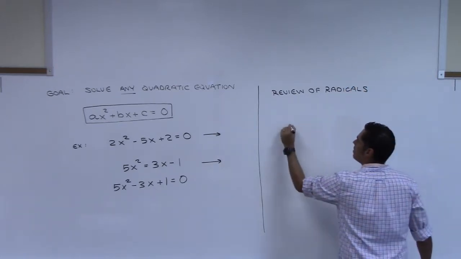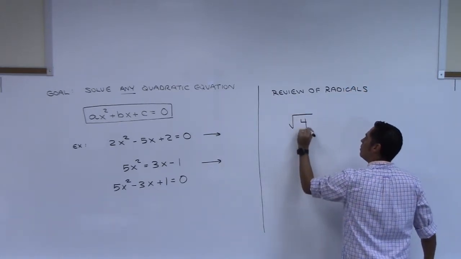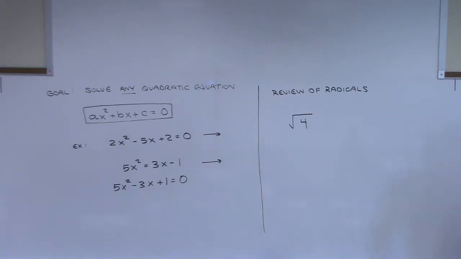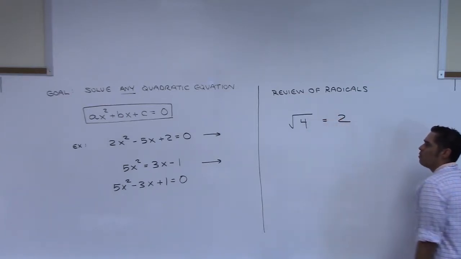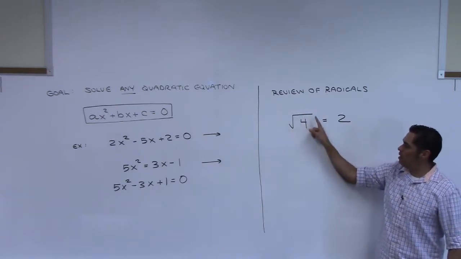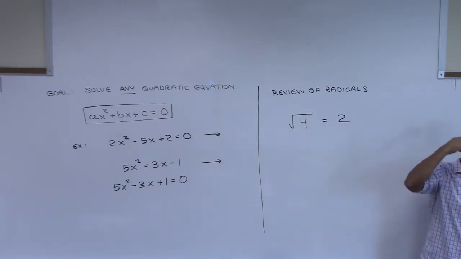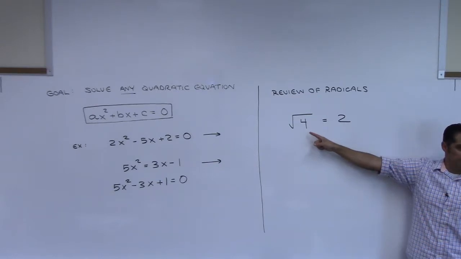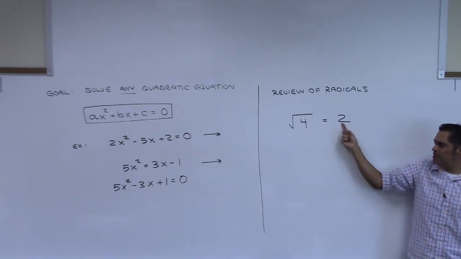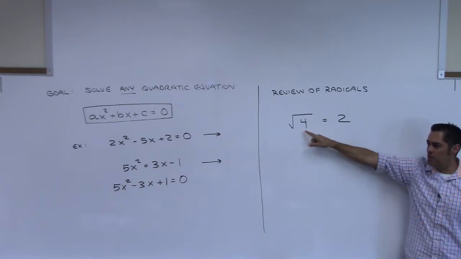Okay, so when you see this, what does that mean? The square root of 4, right? And what is the answer to this? What is this equal to? Okay, so what we're saying, when we see this symbol on top of 4, we're saying, what number do we square in order to get 4, right? So this number times itself, 2 times 2 would give us that number 4.